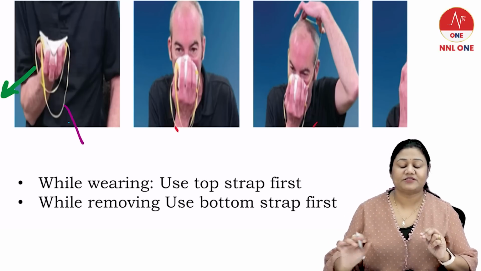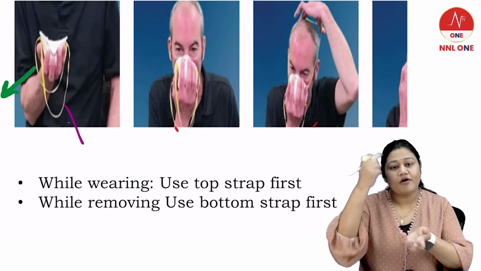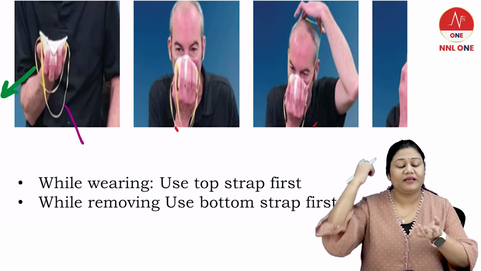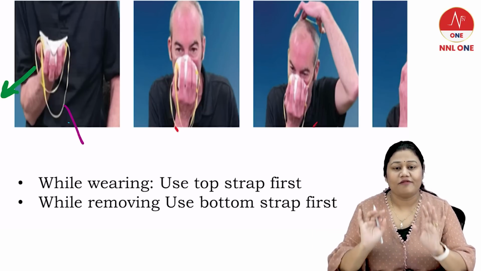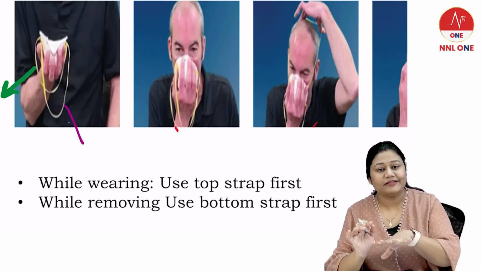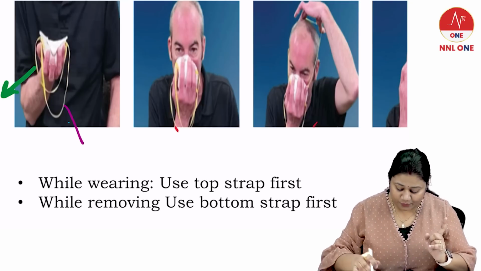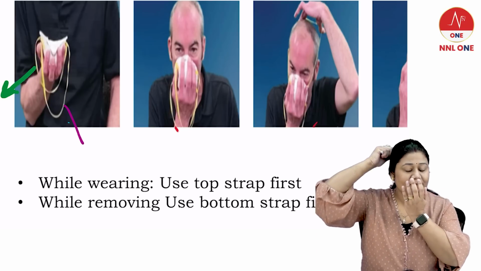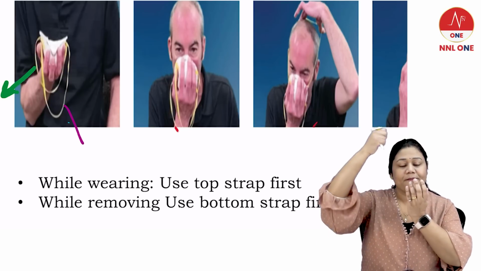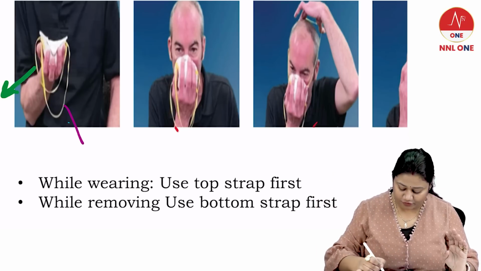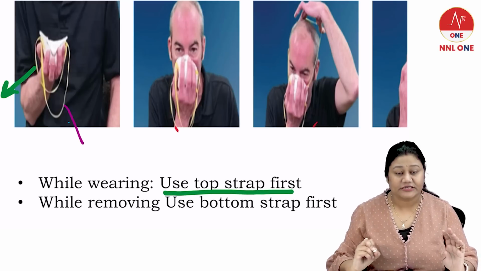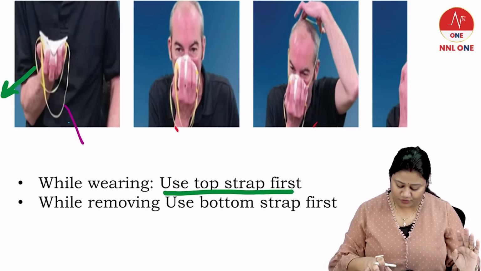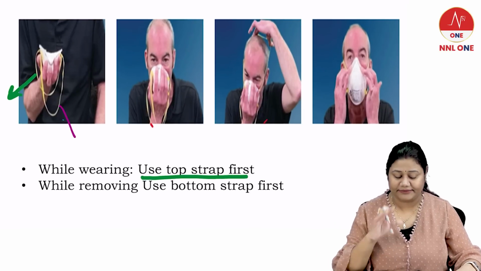Question can be asked in this way, that while performing the donning, which strap you should use first. So always remember, when we are donning or wearing the respirator, we will always use the top strap, the pink one, the top strap, and then later on we'll use the bottom strap, right? This is sorted. While wearing, use top strap first. When it comes to doffing, now our procedure is done, right? So let's go step by step so you can have a better revision.